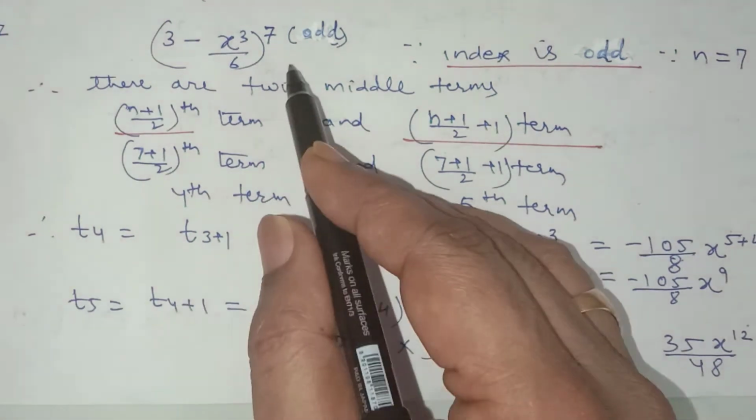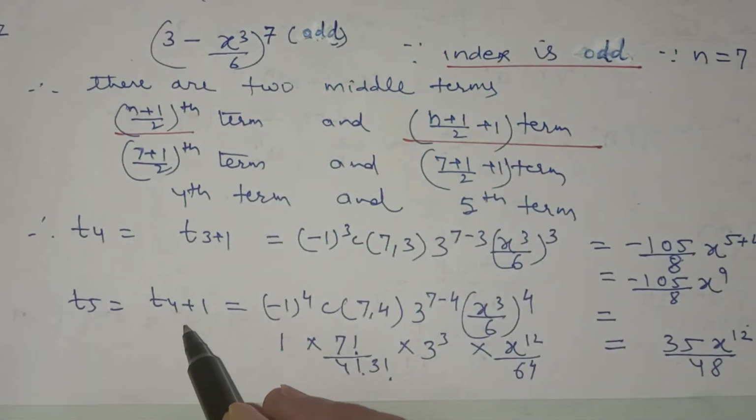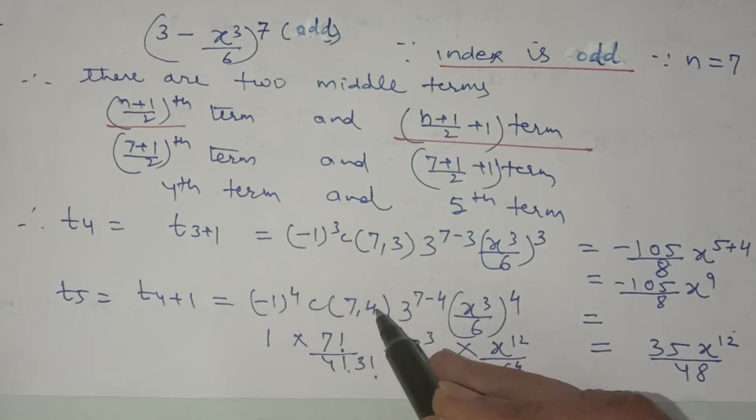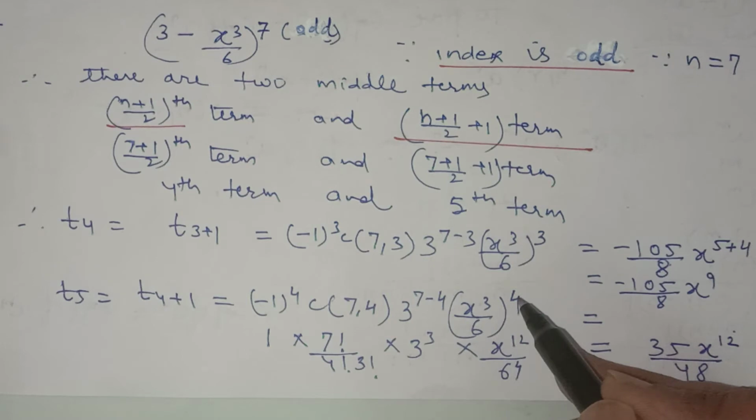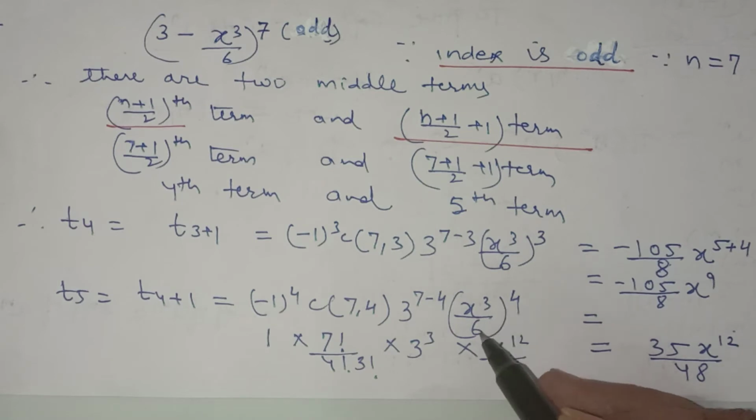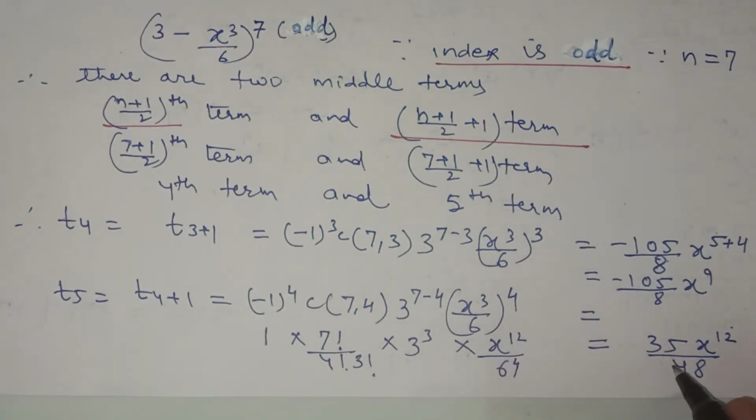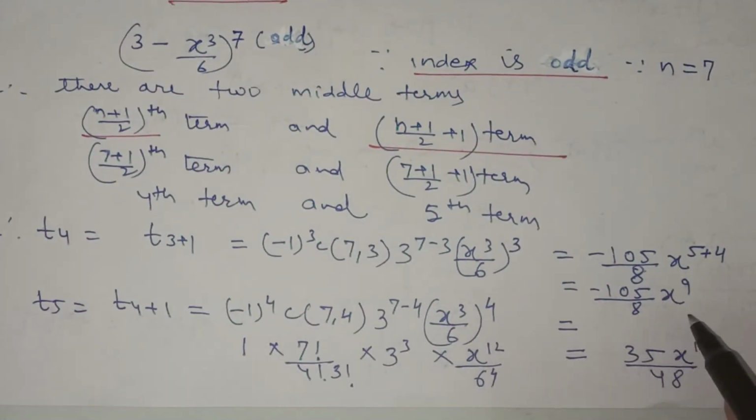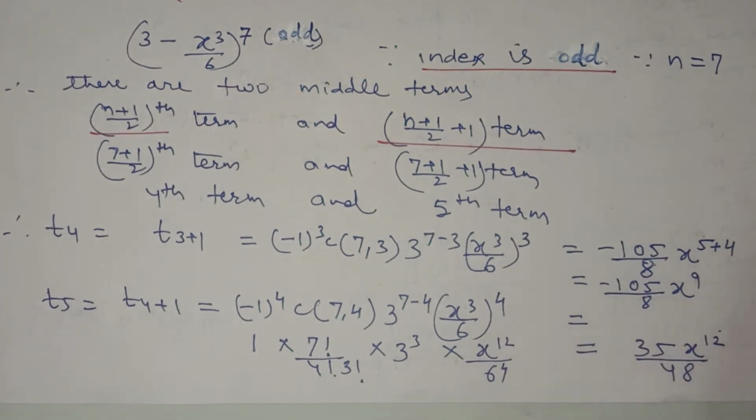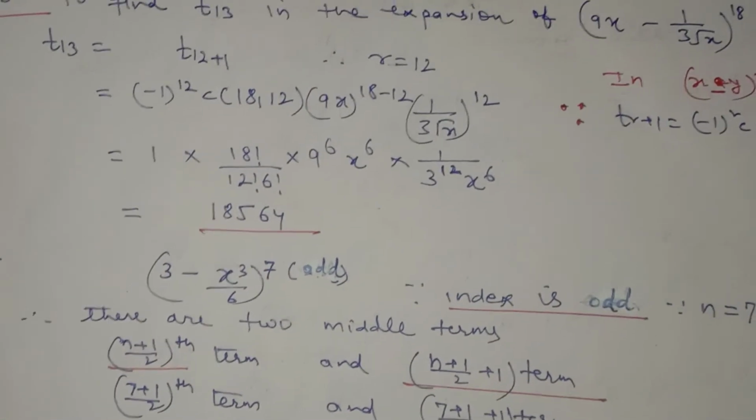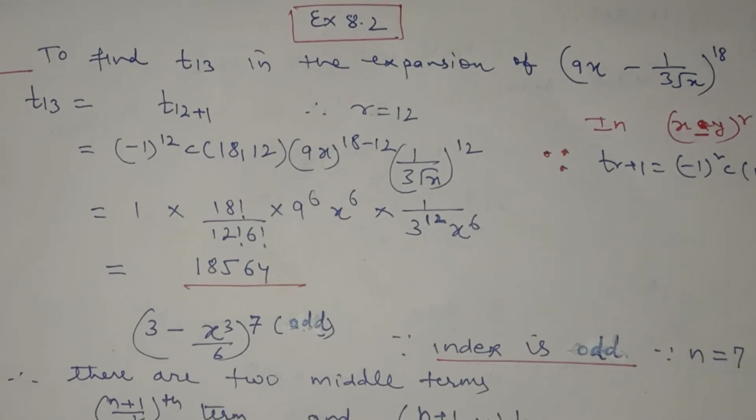So the next middle term of this binomial expansion is the fifth term. For the fifth term, you write 4 plus 1. So therefore, the value of r is 4. So its fifth term is (-1) raised to power r, combination of n r, x raised to power n minus r, and y raised to power r. Here n is 7, r is 4, x is 3, and y is x to the power 3 upon 6. Simplify to get its next middle term, which is the fifth term. So its two middle terms are minus 105 upon 8 x raised to power 9 and 35 x to the power 12 upon 48. So whenever the binomial expansion has odd power, then it will have two middle terms.